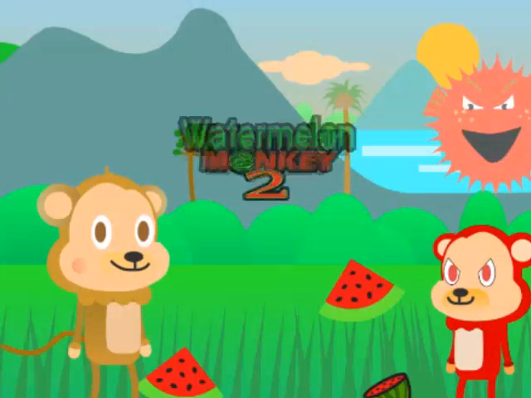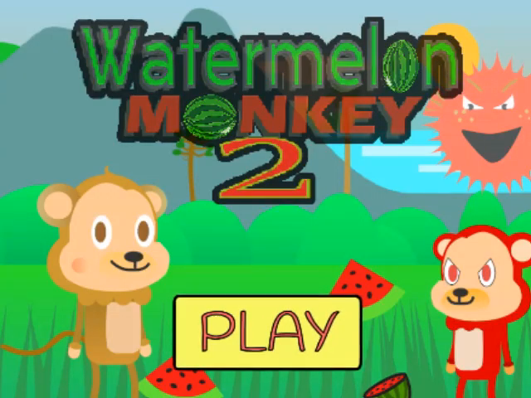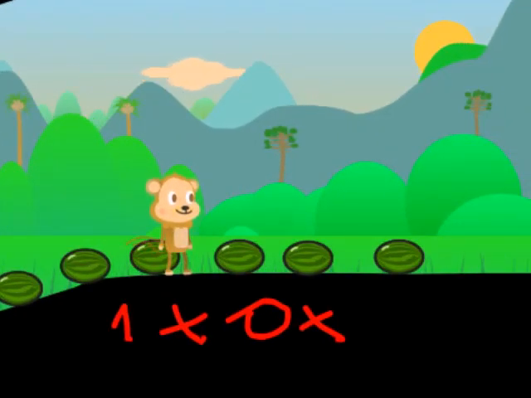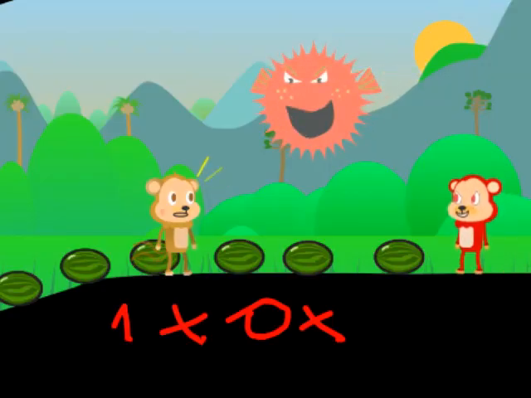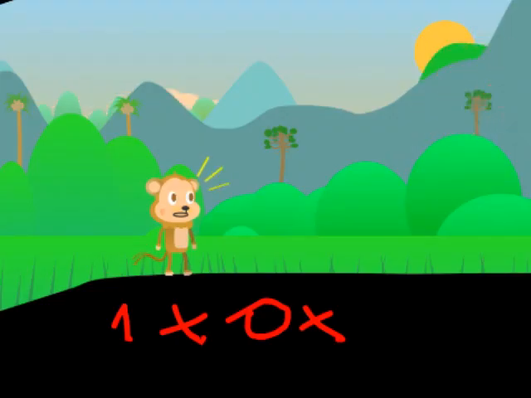Hi there, this is my newest work in progress. It's a game called Watermelon Monkey 2. It's made in Scratch. So this is the starting cutscene for the game, and this is the main character, Monkey. The big fella there is called Big Bad Pufferfish, and the red fella there is called Red Monkey.